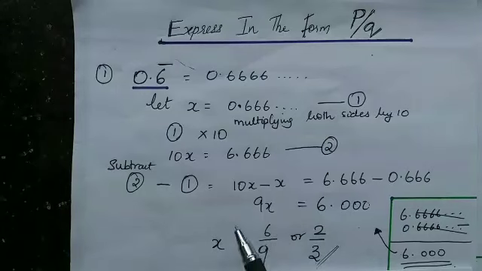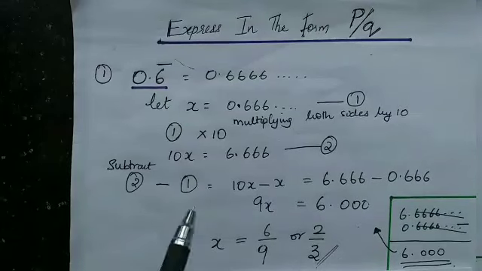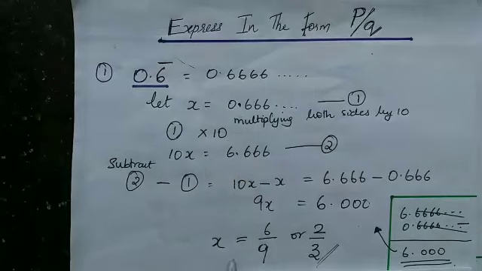Since you have to express in the form p by q, they should be co-prime. That means 6 and 9 have a common factor 3 here. So in the form p by q, you have to express the simplest form, that is 2 by 3. So x is equal to 2 by 3. This is the final answer here. So you have expressed this in the form p by q.